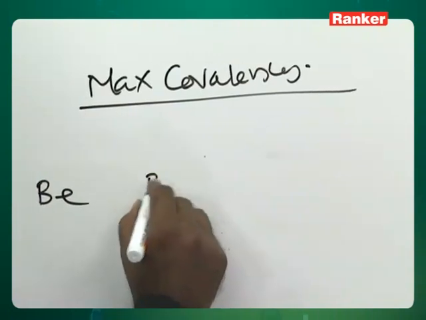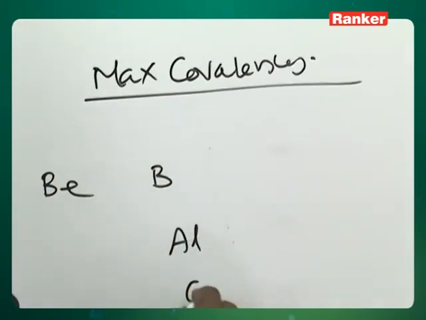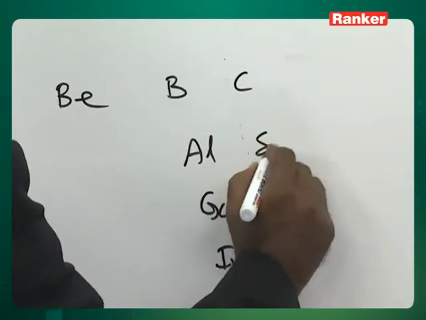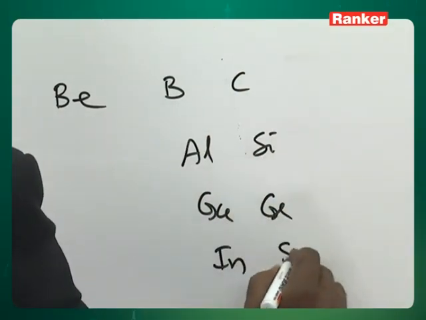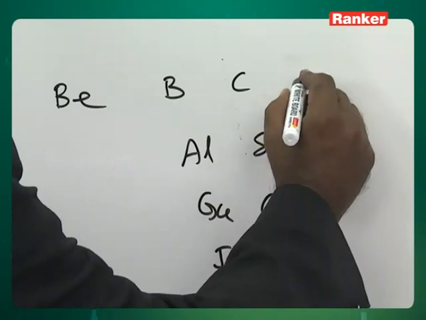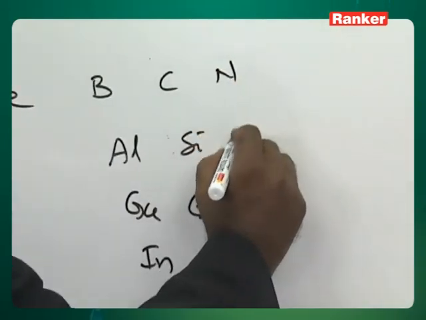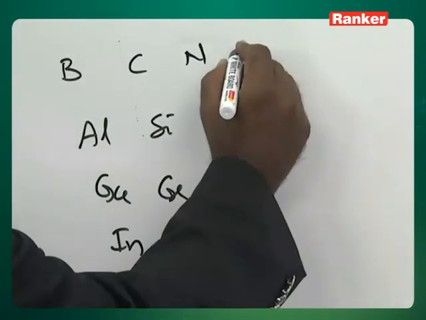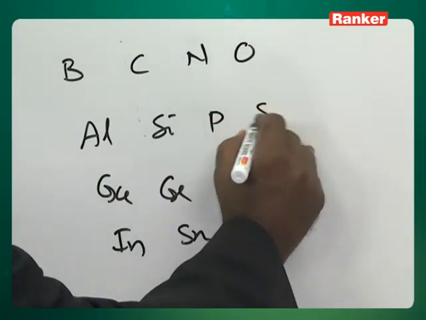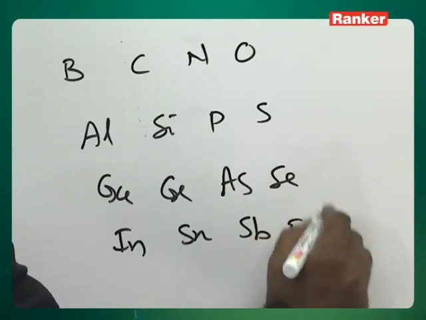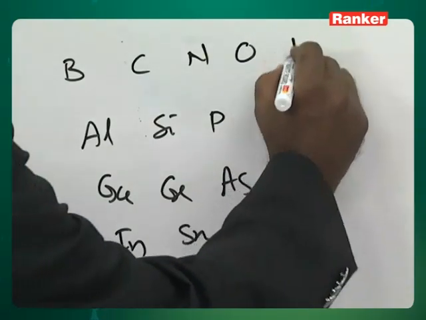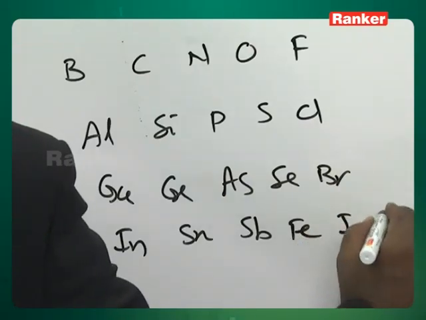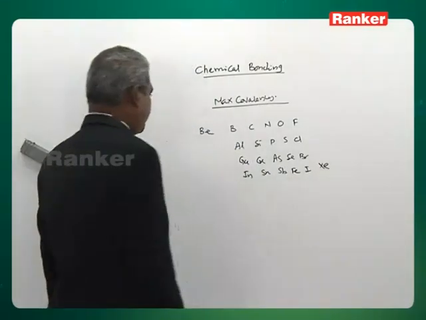Beryllium, boron, aluminium, gallium, indium, carbon, silicon, germanium, stannum, nitrogen, phosphorus, arsenic, antimony, oxygen, sulfur, selenium, tellurium, fluorine, chlorine, bromine, iodine, and xenon.